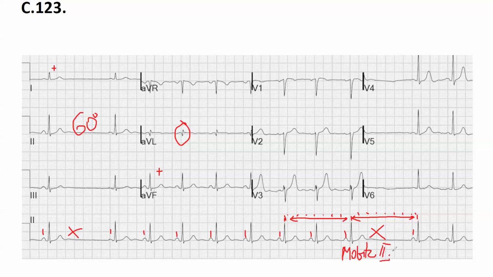Next one. Width of the QRS. It's normal width. Very good. So there's no intraventricular conduction abnormality. Very good.